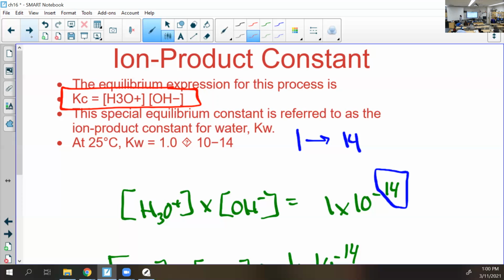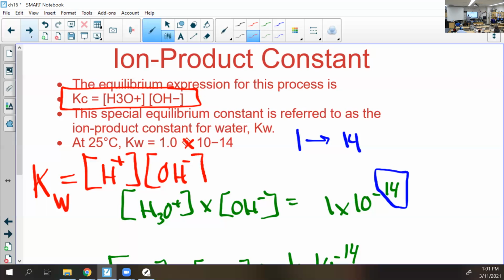All right, this special equilibrium constant is referred to as the ion product constant, or Kw. Can this be transferred to any similar equation, or just water? Only for water, and that's why it gets its own Kw. It's the equilibrium expression for water, and it's always the same: H plus times OH minus. What's really nice is we already know the value of Kw. It's always 1 times 10 to the negative 14.